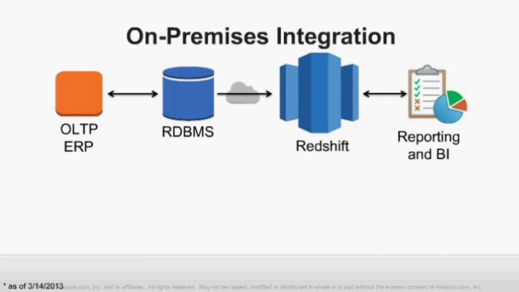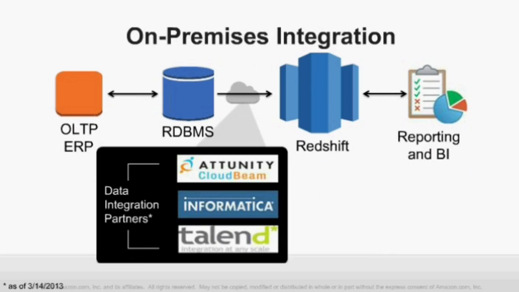And then on-premises integration: because of VPC and also using our data integration partners, you can create secure tunnels into the Amazon cloud and also be able to use Redshift as if it was a private resource.